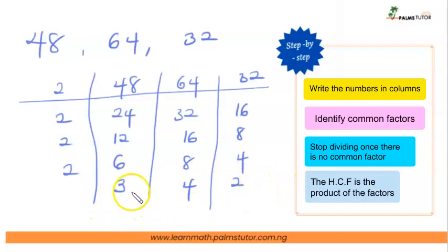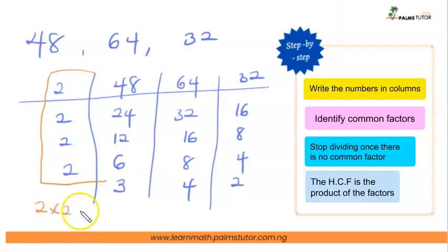Now, do we have any common factor to divide 3, 4, and 2? No, nothing, because, for example, 2 is a prime number, 3 is a prime number. They can only be divided by 1 and itself, and 4 is not a multiple of 3, right? So there is no common factor, so we stop. How do we then get the HCF? The HCF in this case will be the product of all of these, just like we have with LCM.